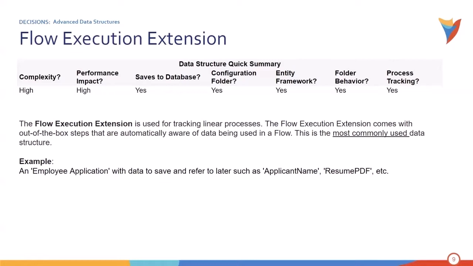So we have an example here, an employee application with data to save and refer to later, such as the applicant name or the resume PDF, for example. So you can always save it, go back to it, pull it out, report on it, create new ones, delete, modify, whatever you want to do. A flow execution extension provides that. And fun fact, it is the most commonly used data structure just because of how heavily involved it is as a data structure and how much functionality it provides right off the bat.